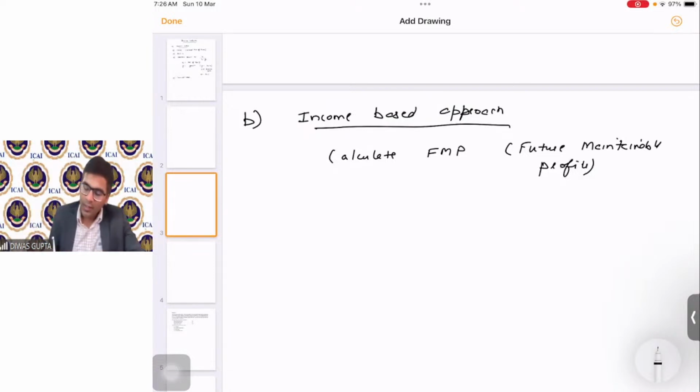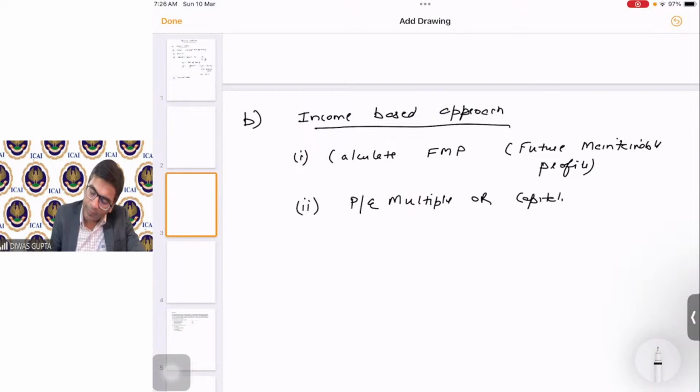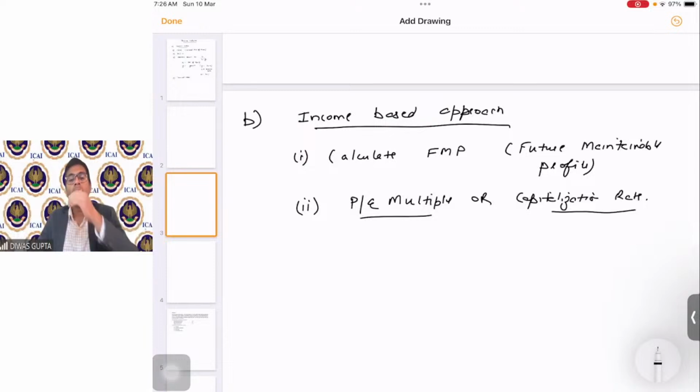Once I've calculated the future maintainable profit, I will use the PE multiple or capitalization rate, whichever is available or required in the question, to calculate the value of the business. Now, what is this PE multiple and what is this capitalization rate? Students, PE multiple, as all of you know, is price divided by earnings.